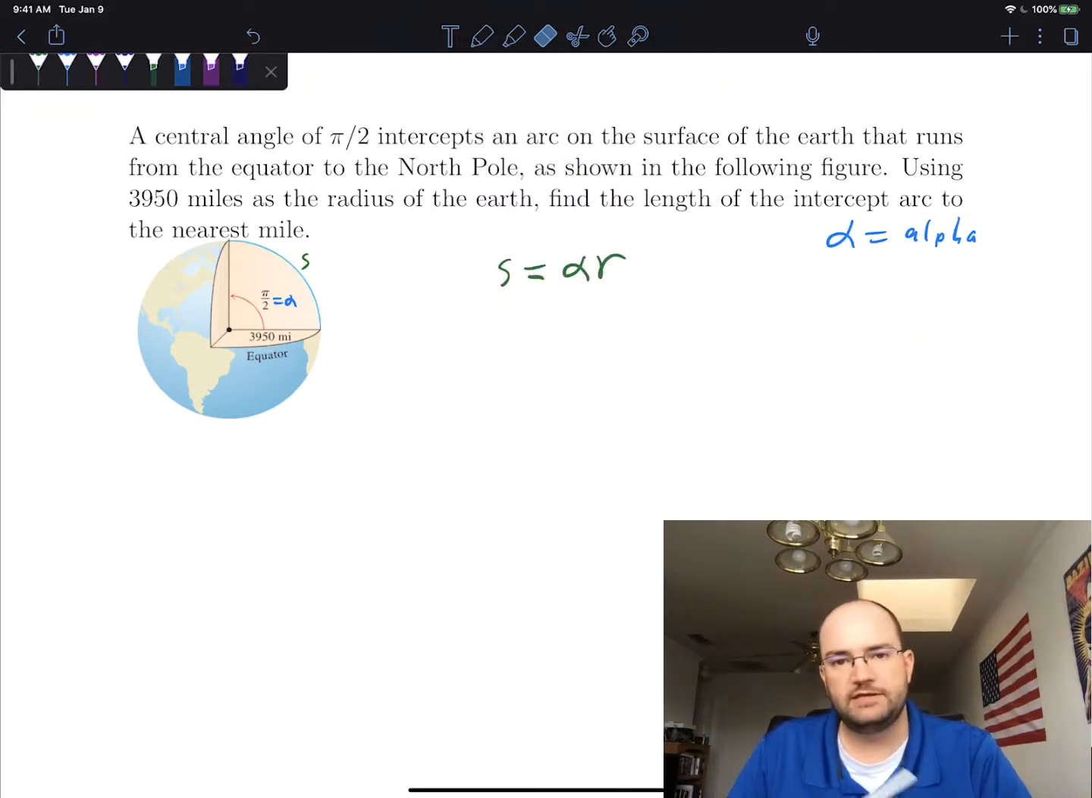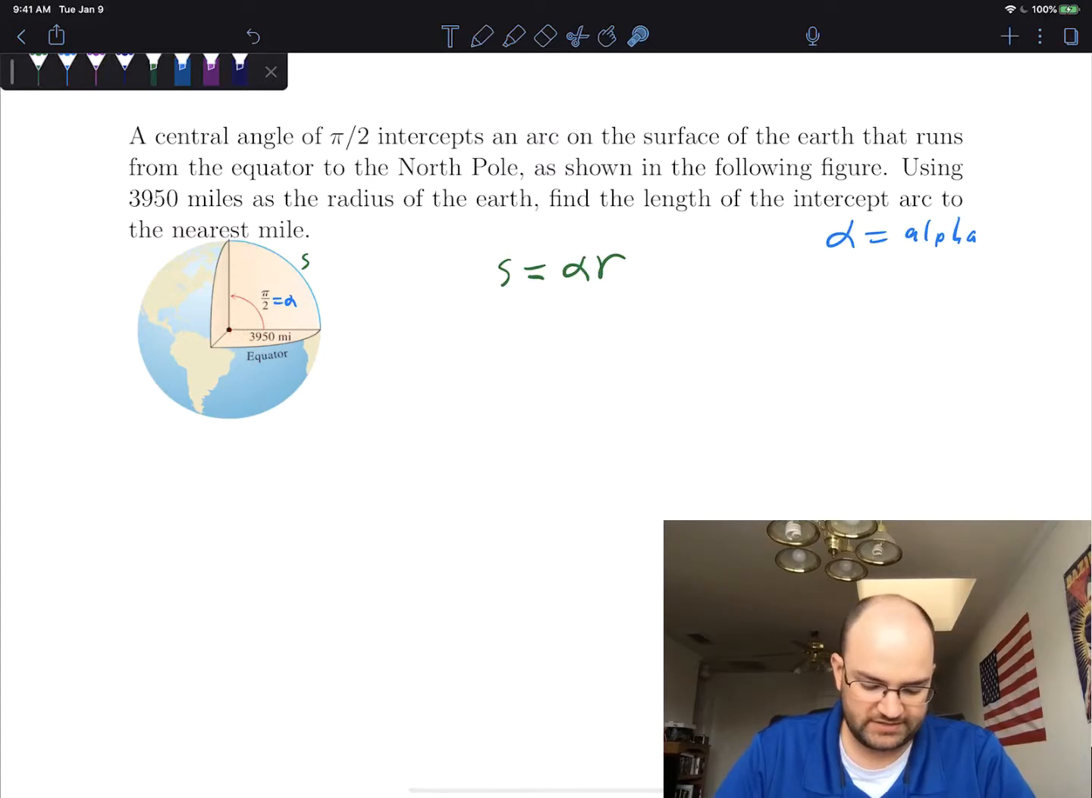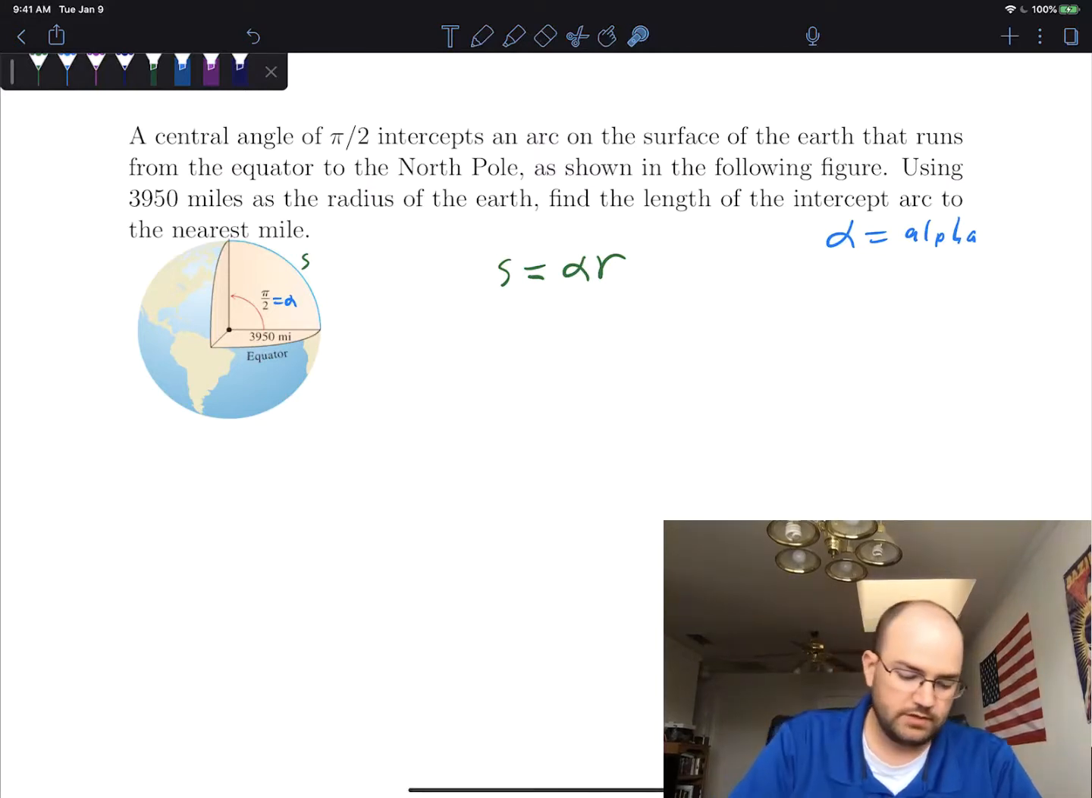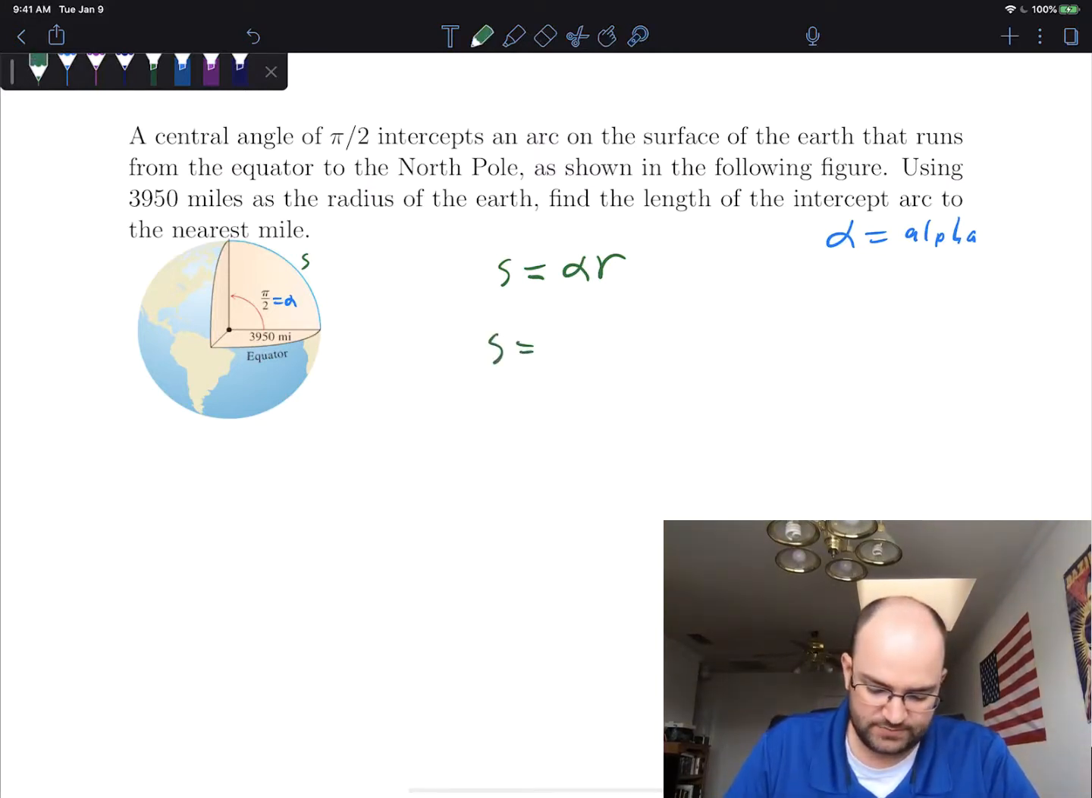Anyway, for now, alpha is the little a, and R is the radius. So pi over 2 is alpha, 3950 is R. So notice that S would just be pi over 2 times 3950. And notice that the only units we have here are miles.